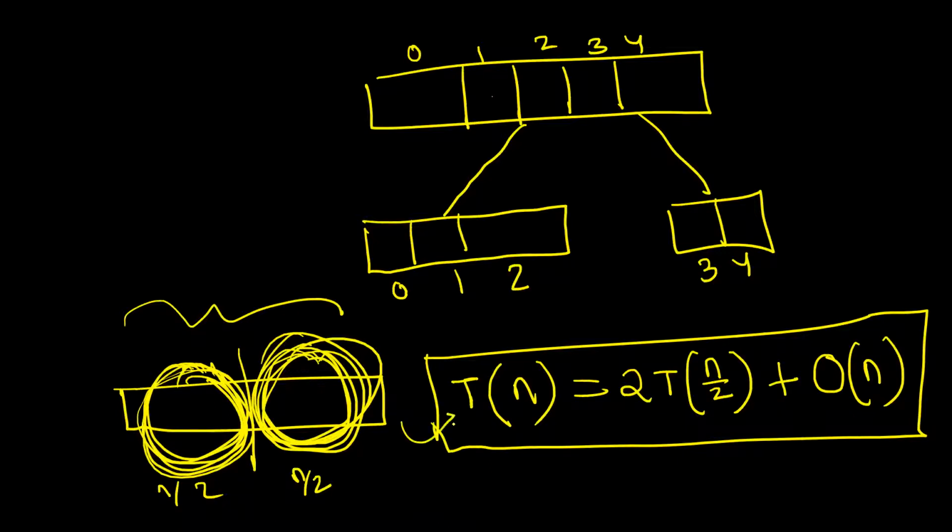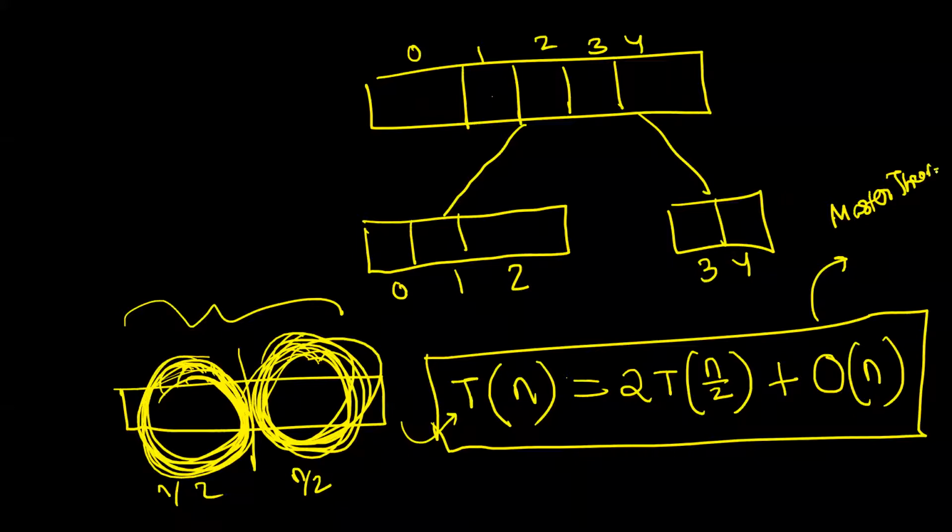Boss, the time taken to merge sort an array of size n is 2 times the time that you take to merge sort an array of size n by 2. And then after you have sorted these two parts, you will be spending big O of n time to perform a merging.